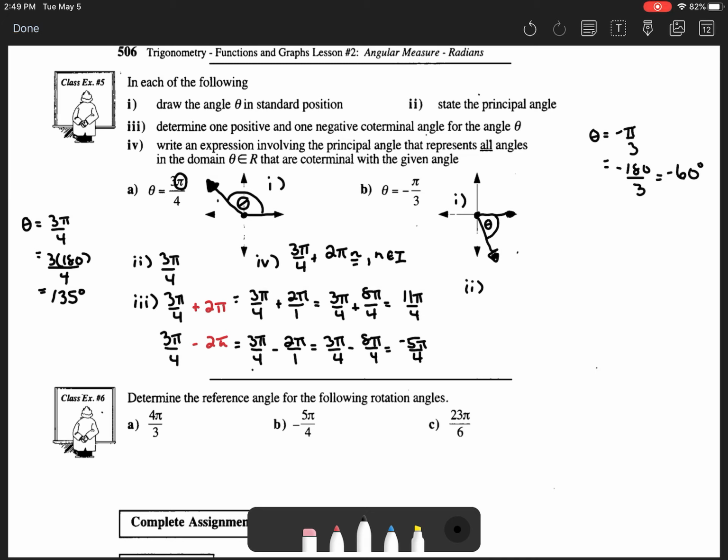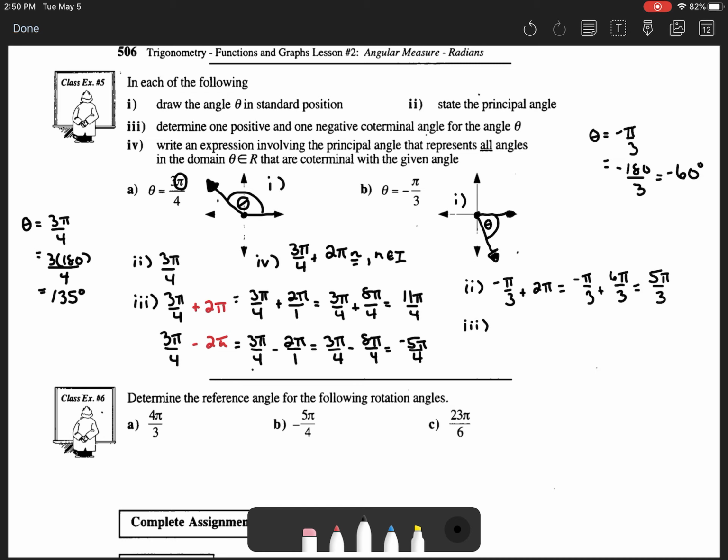So again, principal angle is the smallest positive coterminal angle. Negative pi over 3 is not positive, so I have to add one full rotation to that to end up with a terminal arm in the same place. So again, we use our common denominator. So instead of adding 2 pi over 1, that's going to be 6 pi over 3, common denominator of 3, and that will give me 5 pi over 3. So there is your principal angle, 5 pi over 3.